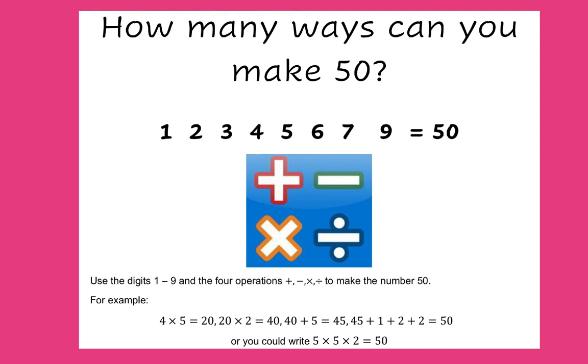So for example, we could do 4 times 5 equals 20. We could do 20 times 2 equals 40, and then 40 plus 5 equals 45. 45 plus 1 plus 2 plus 2 equals 50. Or we could do 5 times 5 times 2 equals 50 as well.